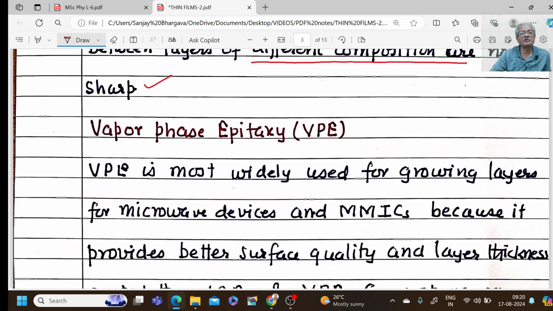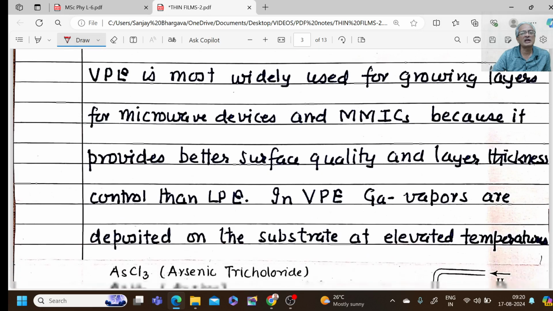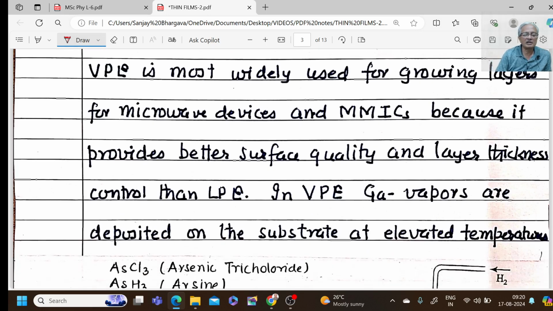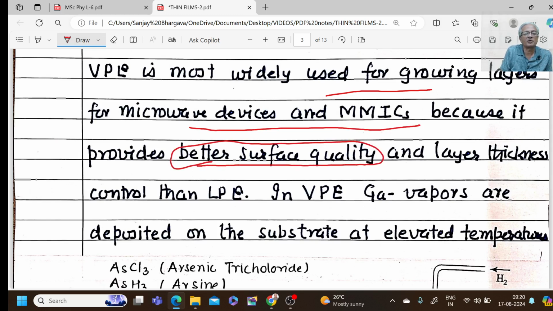The second process that we want to know about is vapor phase epitaxy. VPE is most widely used for growing the layers for microwave devices and MMICs because it provides better surface quality. This is one of the important properties. It provides better surface quality and layer thickness control. The drawbacks of LPE have been overcome here. So we have better surface quality, and layer thickness control is better than in LPE, that is, liquid phase epitaxy.